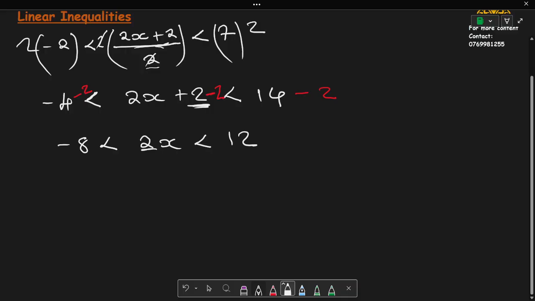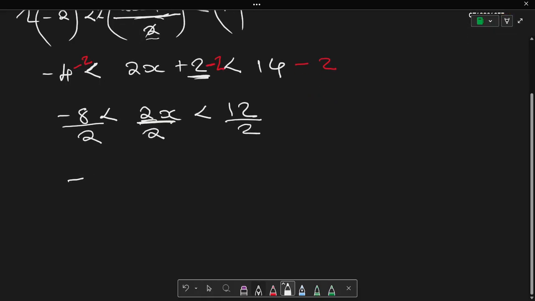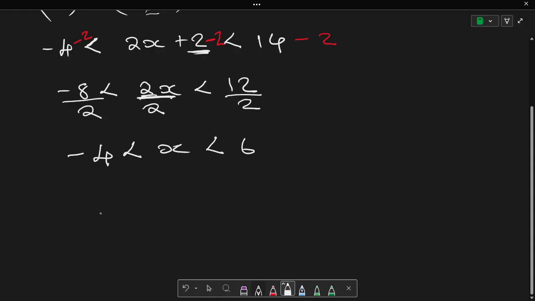So we need to get rid of this 2. How do we get rid of it? We are going to divide by 2 so that we just remain with the x. If you divide by 2 here, it means that you also divide by 2 here, even this side you divide by 2. You find that on this side we get -4 less than x, and here you get x to be less than 6 as your final answer. So you find that your final answer is -4 less than x is less than 6.